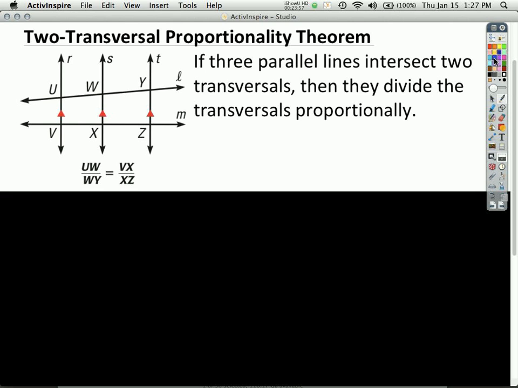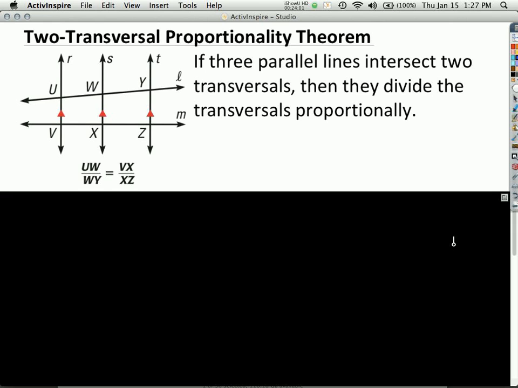So now that we've got that adjusted, what does this theorem tell us? If we have three parallel lines, and in fact, if we have more than three, it still would work. If we had three or more parallel lines and two transversals, then the parallel lines cut the transversals proportionally.